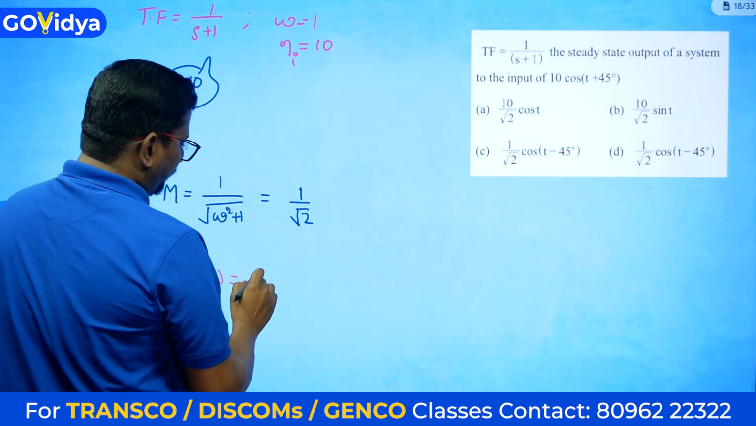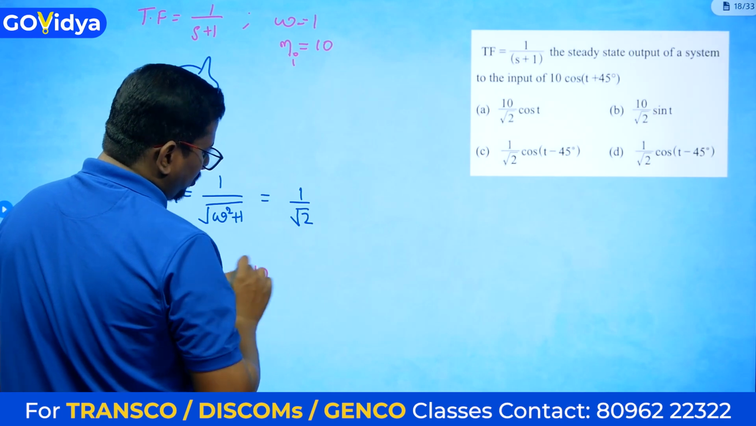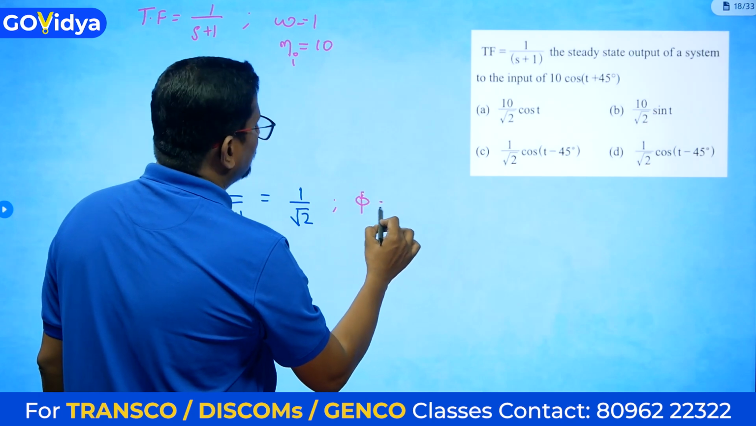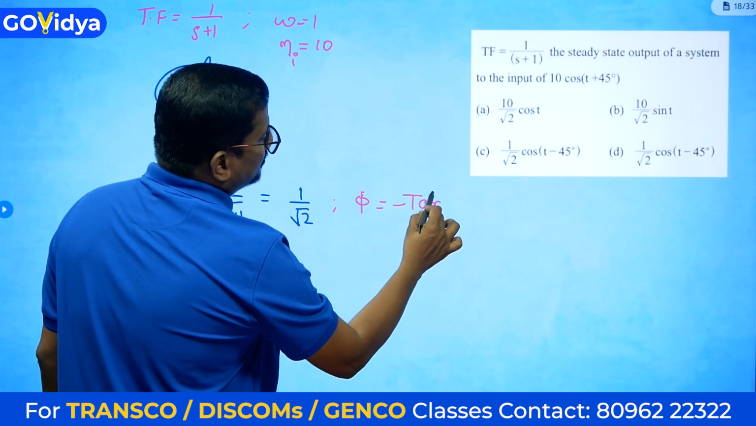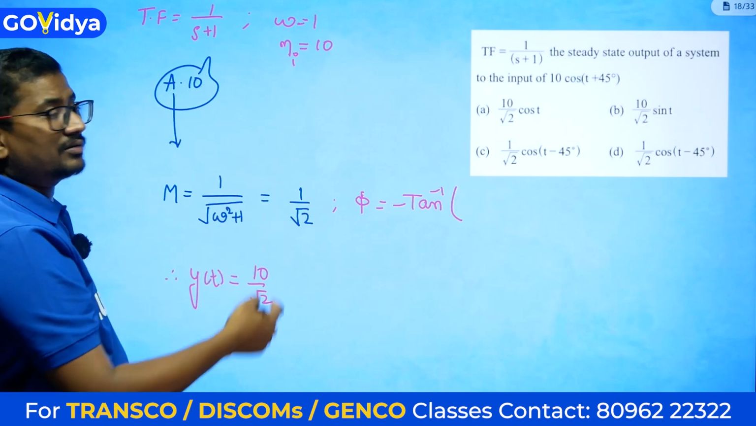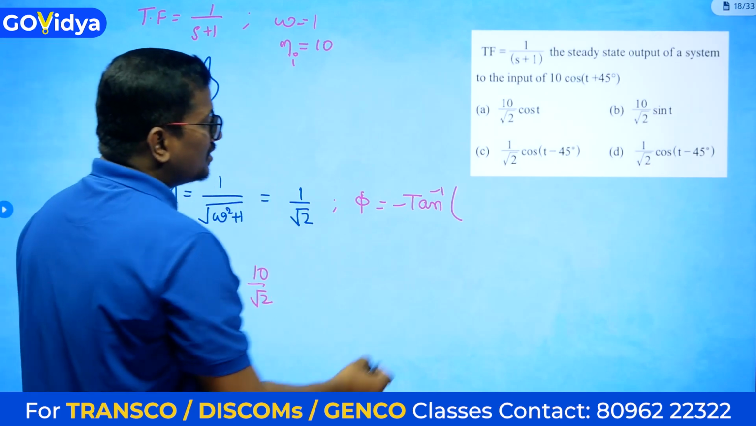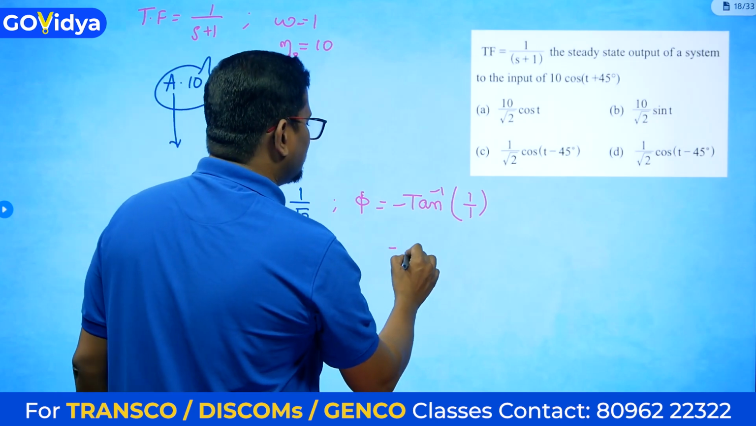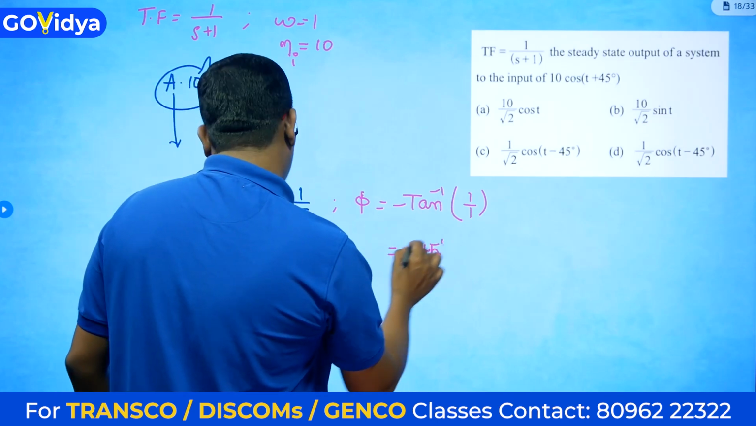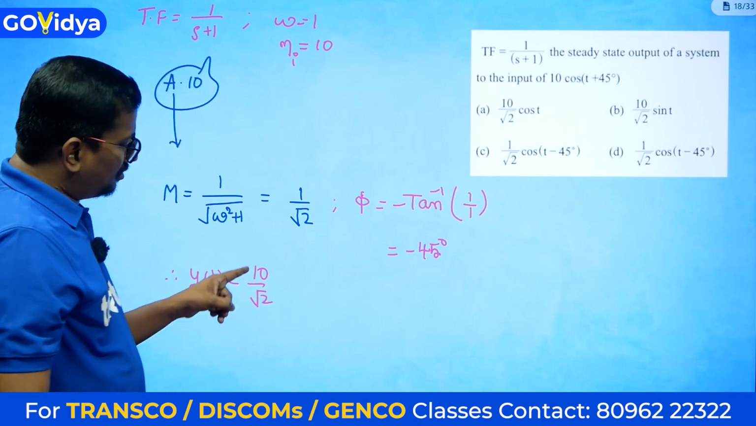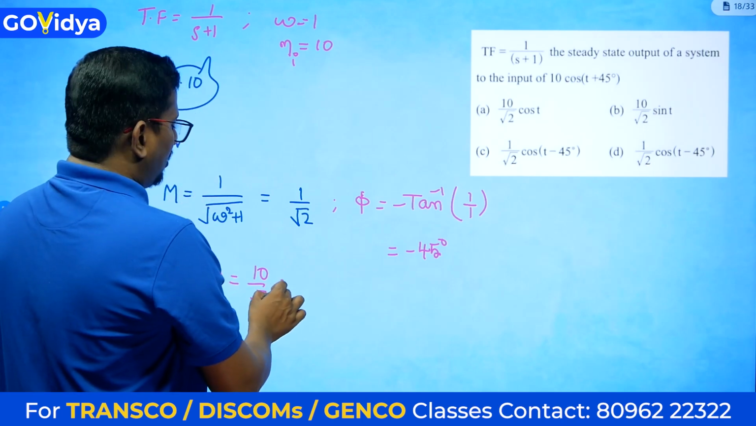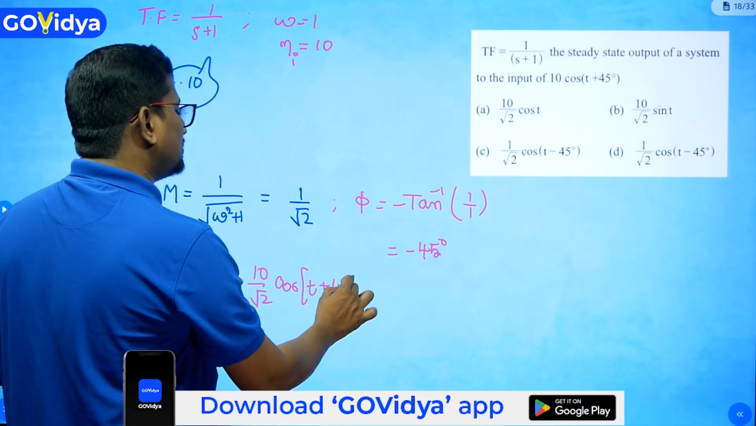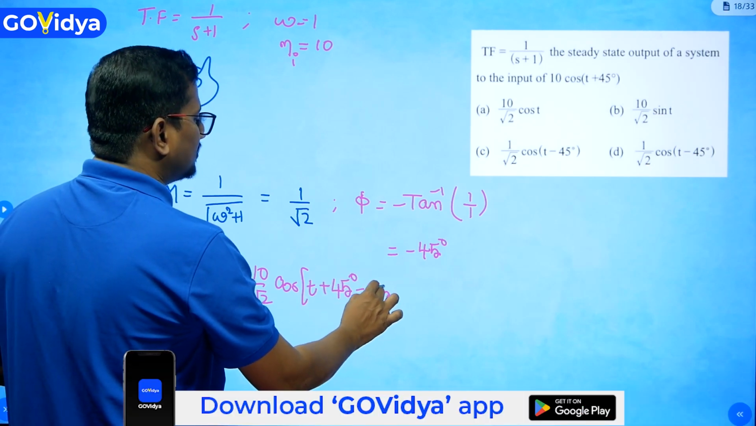10 into A, 10 by root 2. What about the phase also? Phase also is minus tan inverse of 1 by 1. Is it right? Omega by 1 means 1 by 1, because omega value is 1. What is this? Minus 45 degrees. The y of t value is magnitude 10A cos of t plus 45 degrees. Okay, anyway you got minus 45 degrees also.